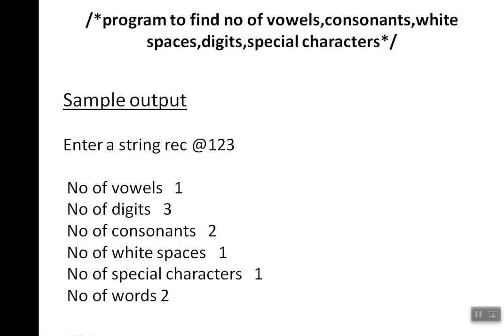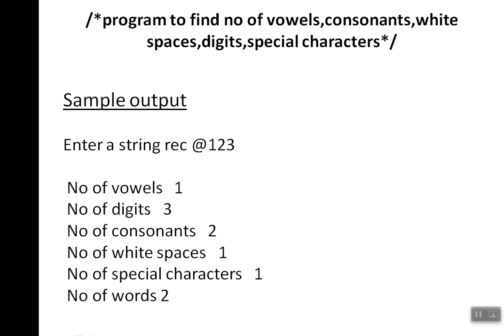The number of consonants are R and C, so it is 2. The number of white spaces is 1. This is the input white space. And the number of special characters, the at sign, is 1. The number of words is 2. How is it 2? This is the input, right? REC space at 1, 2, 3. REC is one word, and at 1, 2, 3 is another word. The number of words is 2. So how to write the code for this? Hope you understood the output.